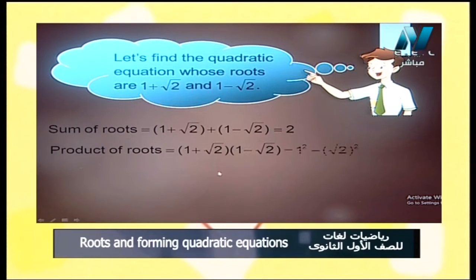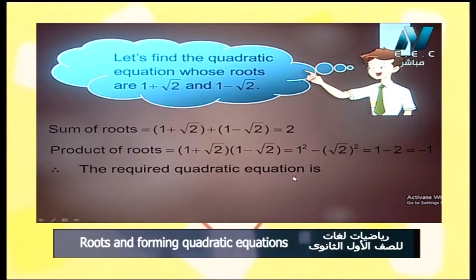The product will be equals 1 multiplied by 1 equals 1 power 2, and positive root 2 multiplied by negative root 2 equals negative root 2 power 2. So the answer will be 1 minus 2. So the answer will be negative 1. It's also a very simple number. Okay, we have now the sum of the two roots equals 2, and the product of the two roots equals negative 1. So we will apply the form to the required quadratic equation.